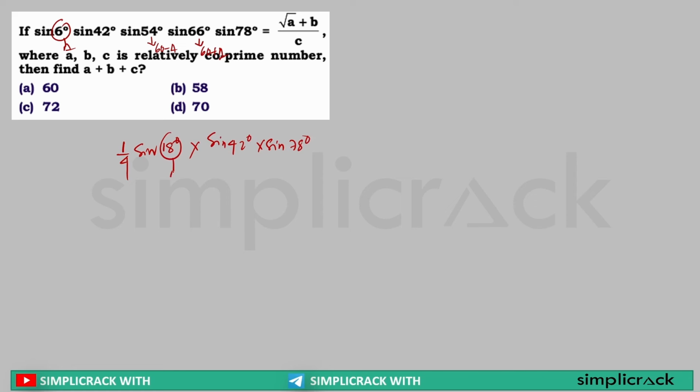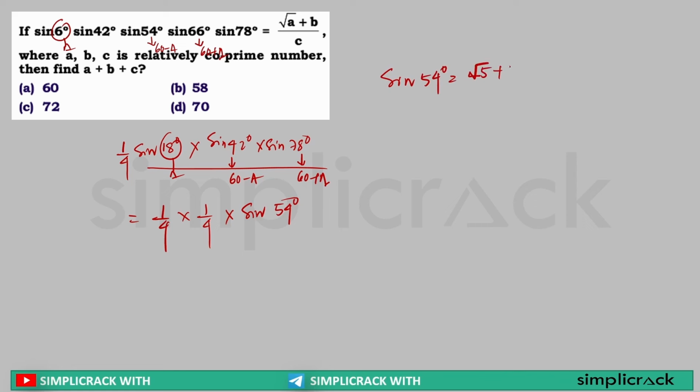Sir, if this is my A, again this is my 60 minus A. This is my 60 plus A because 60 minus 18 is 42. 60 plus 18 is equal to 78. Now for these 3, again it will be 1 by 4 into sine 3A, that is 54 degree. Yes or no? Yes, sir. Now understand this carefully. In such a question, it will give you the value of sine 54 degrees equal to root 5 plus 1 by 4. Otherwise, you won't be able to solve this question.